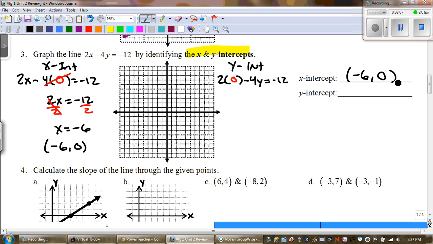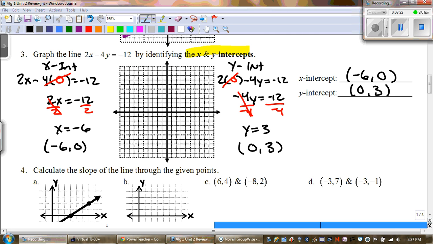Why don't you guys see if you can find the y-intercept all on your own? Okay, pause the video, and good luck. Okay, so there's my point. And now the last thing we've got to do is to graph this. So I'm going to go to negative 6, 0, draw my dot, 0, 3, put my point down, and then the last thing we need to do is to draw a nice straight line. Now, if your line kind of looks like this, I know you didn't use a ruler, and we're going to take points off. Okay? There you go.